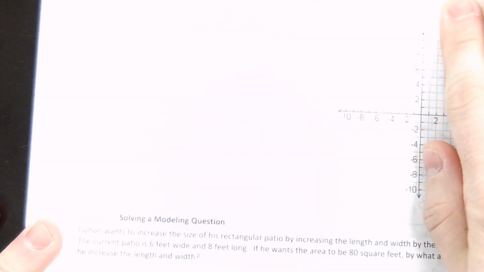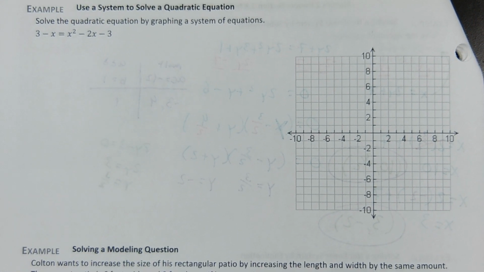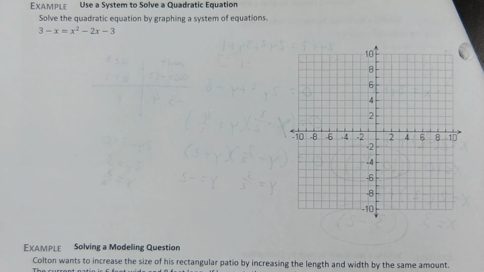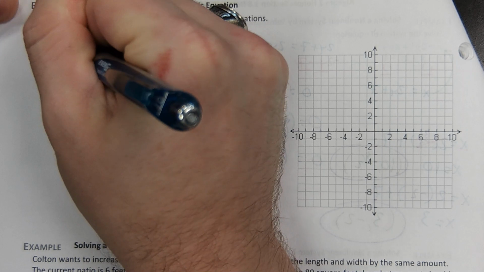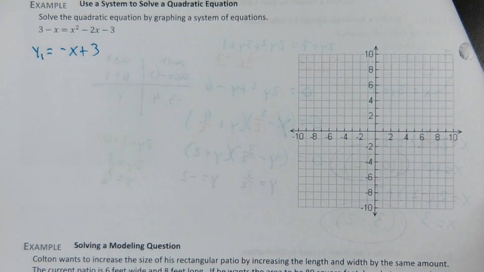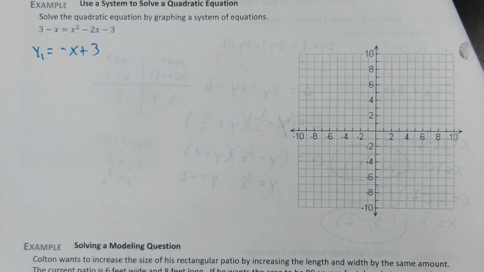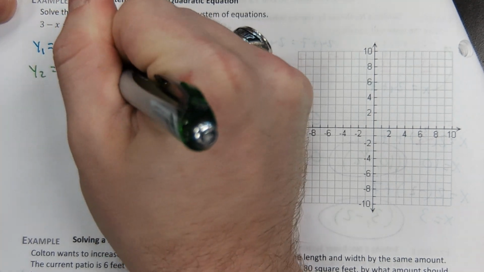This one or the next one? Let's see what the next one is. Solve the quadratic equation by graphing. Oh, we're going to solve by graphing. The way we're going to do that is we are going to graph the first one, negative x plus 3. That's the left side. I chose to write it as negative x plus 3 so you can see that it is just y equals mx plus b. And the right side will be the second equation, x squared minus 2x minus 3.